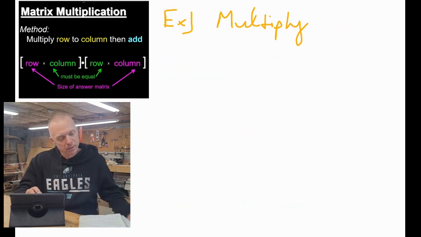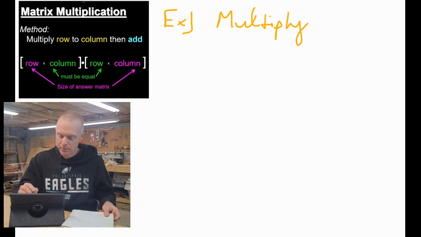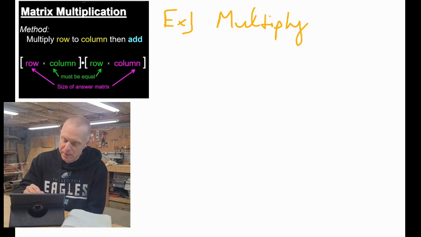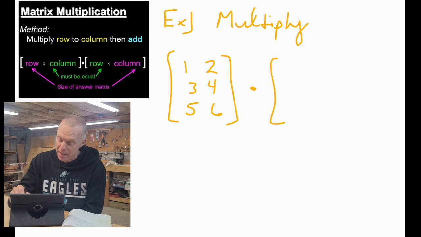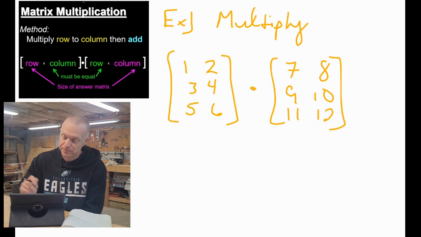Let's try another one. Okay, perhaps maybe you can do a little bit of input on this. Let me give you some numbers, though, so we all have the same numbers. How about 1, 2, 3, 4, 5, 6? And we're going to multiply that by 7, 8, 9, 10, 11, and 12.